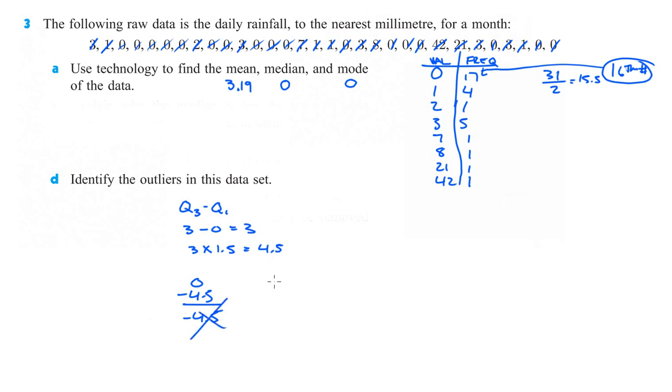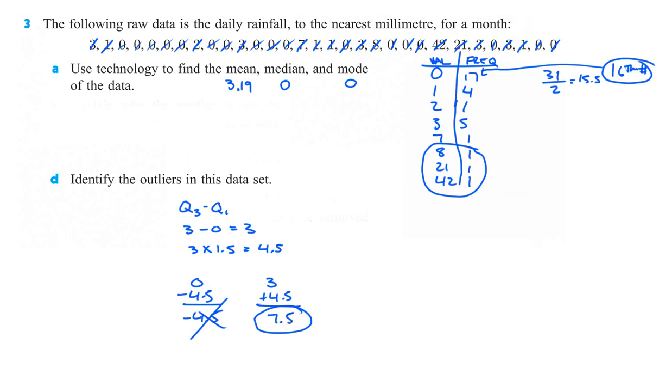But then we also take 3, the upper quartile, and we add the 4.5, and that gives us 7.5. So anything that's above 7.5 is going to be an outlier. So actually that means that 8, 21, and 42 are all going to be outliers in this case.